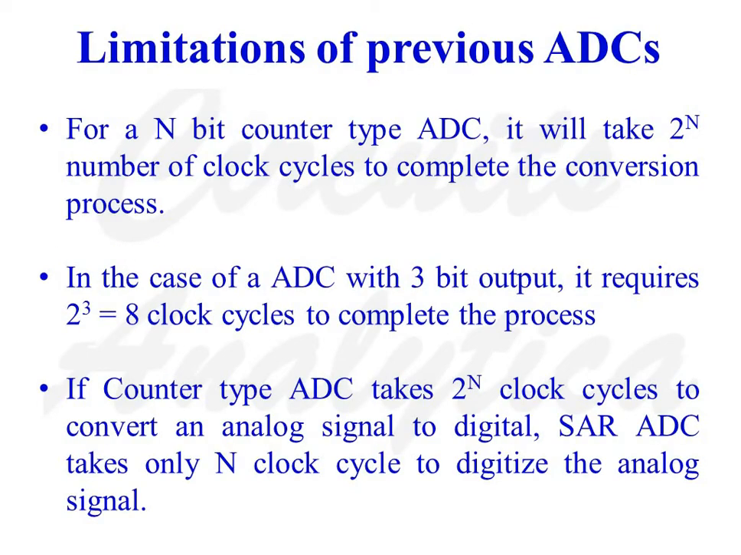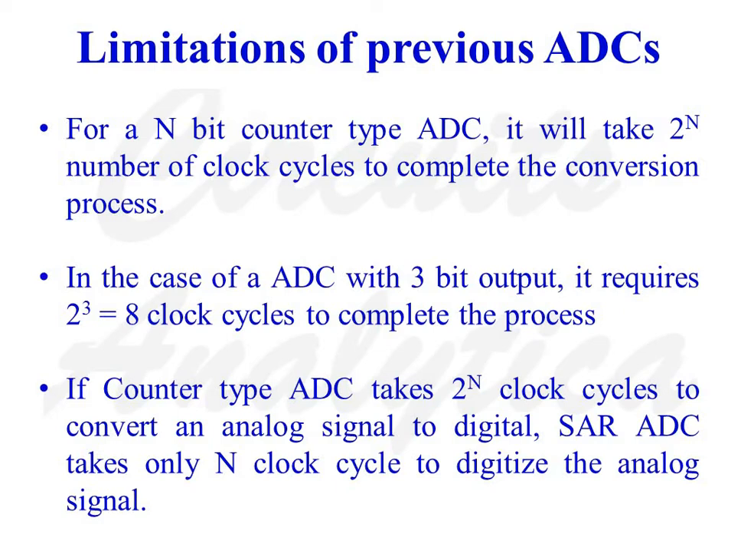First of all, let us discuss the limitations of previous ADCs. For an n-bit counter type ADC, it will take 2 raised to n clock cycles to complete the conversion process. In the case of a counter type ADC with 3-bit output, it requires 2 raised to 3, which is equal to 8 clock cycles to complete the conversion process.